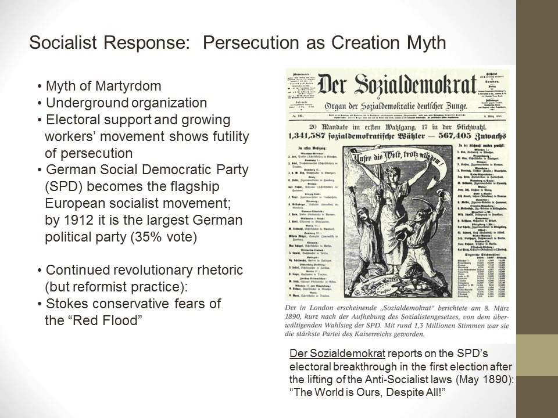So the newspaper here is announcing the lifting of the anti-socialist laws after the Bismarckian era, which was a huge breakthrough for the movement, as the anti-socialist laws really put the socialist movement under a great deal of persecution, for arrest, for activity in these groups.